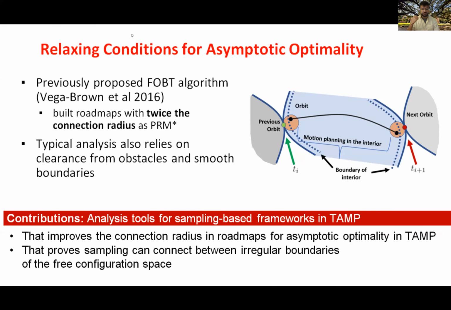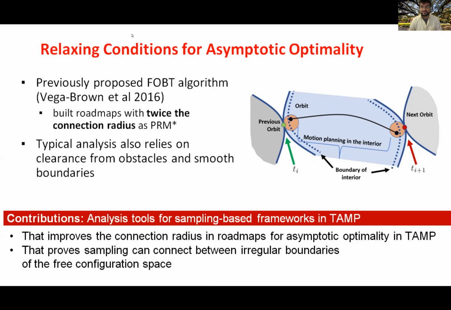And they also required these transition configurations, where you basically move from one mode of motion to the next, to be on smooth boundaries of the space. Because you can think of manipulation where the task necessitates contact, so you would have to interact with these boundaries of free space. So what we contribute is we show the minimal conditions necessary to get this property, which relaxes some of the previously imposed assumptions.